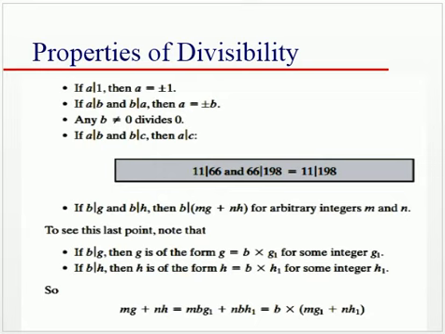The first property of divisibility is, if A divides 1, then A is equal to plus or minus 1. Another property is, if A divides B and B divides A, then A is equal to plus or minus B. Also, any B that is not equal to 0 divides 0. Also, if A divides B and B divides C, then A divides C.